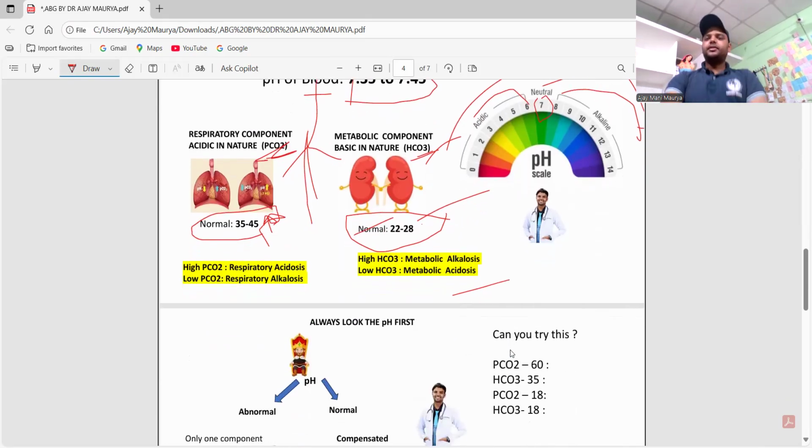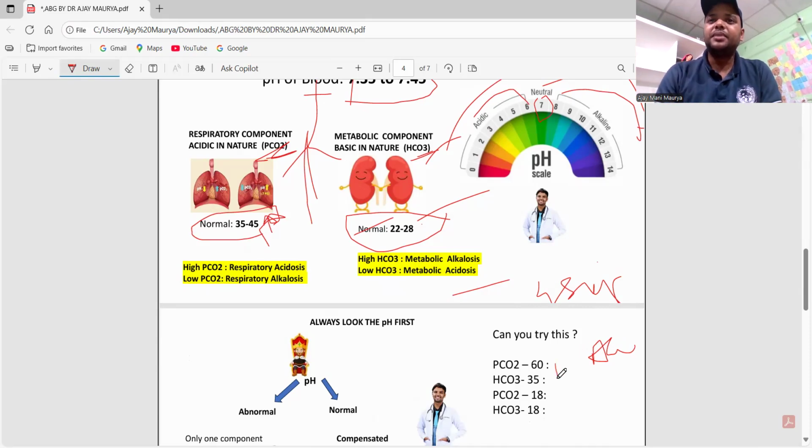Can you try to answer this one? See here, if the CO2 is 60, it means there is more pressure, more CO2. The normal value is 35 to 45, but it is 60. There is more CO2, so it is going to acidosis. Is the acidosis metabolic or respiratory? It is respiratory.